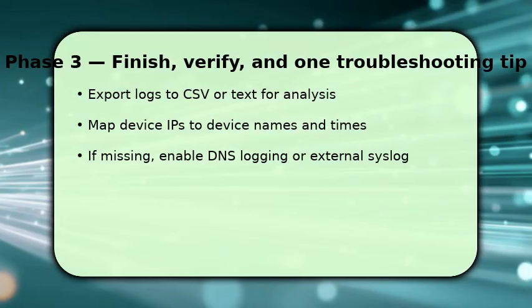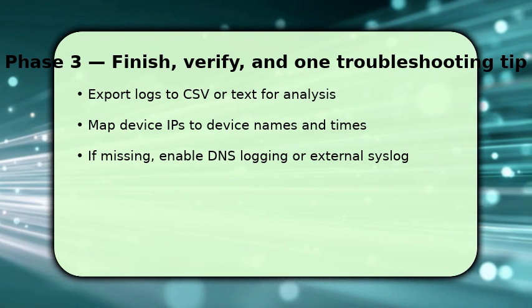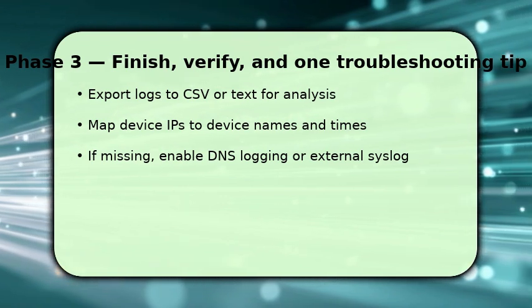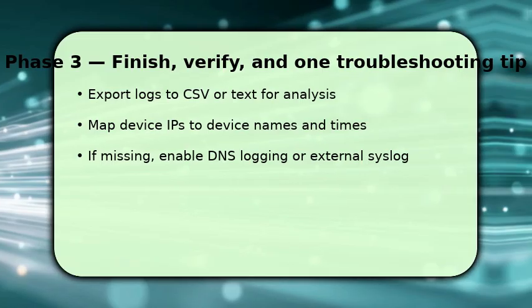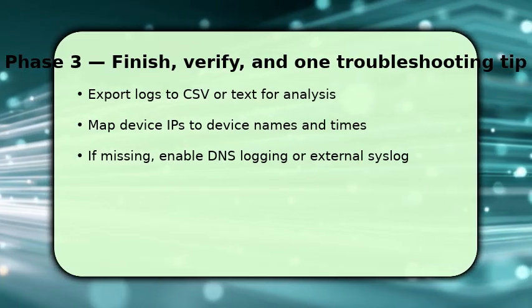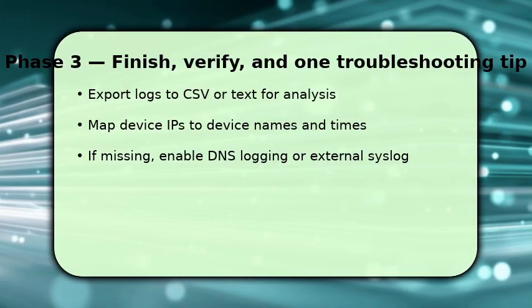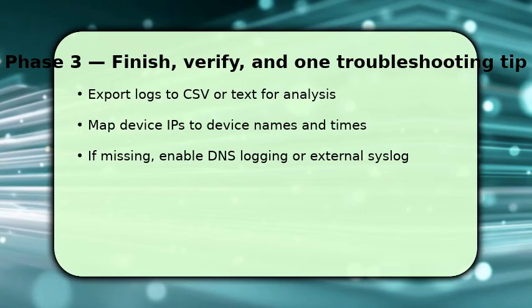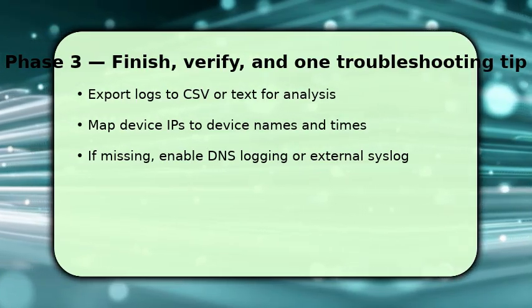DNS queries show domain lookups, HTTP logs show request URLs when available, and timestamps reveal sequence. Export logs to CSV or text so you can sort by time or device, and map internal IP addresses to device names from the DHCP client list. If history is incomplete, enable DNS or advanced logging, or configure an external syslog server.